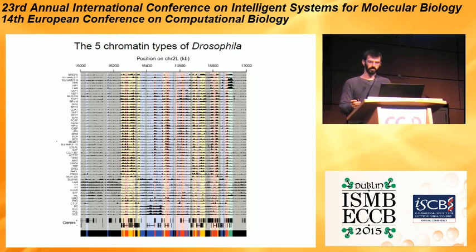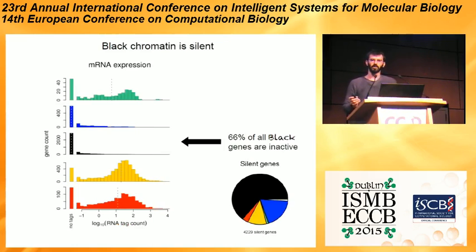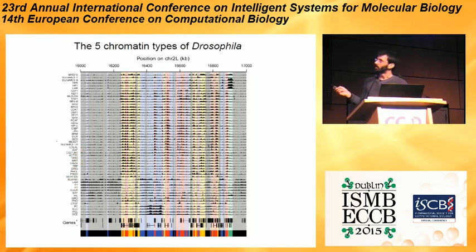So that was work that was published a couple of years ago, and one of the biggest surprises associated with this work was what we call black chromatin. So black chromatin, I'll show it back here. This is a typical locus, nothing special here. Black chromatin covers about 50% of the Drosophila genome, and as you can see, it's characterized by having almost nothing.